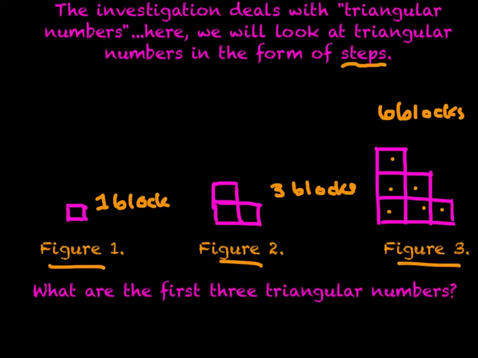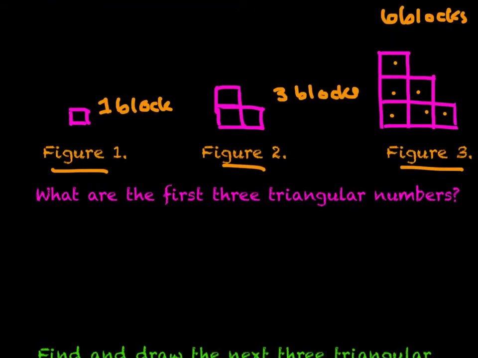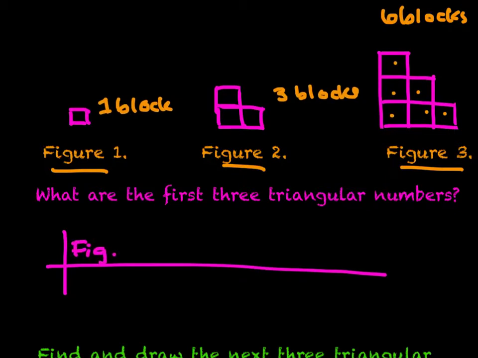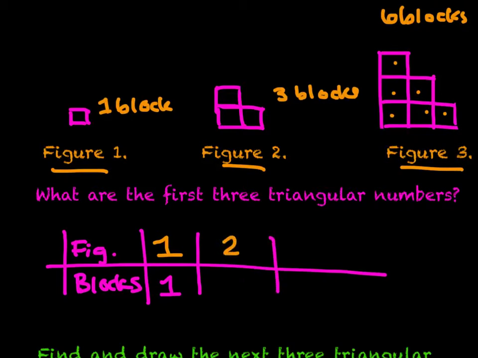So our first 3 triangular numbers, we can say are the following. We can say figure versus blocks. And the triangular number is the number of blocks that are in each figure. So our figure number 1 had 1 block. Our figure number 2 had 3 blocks. And our figure number 3 had 6 blocks.